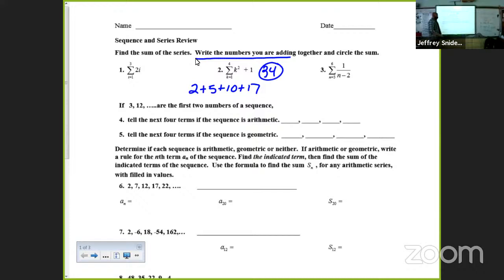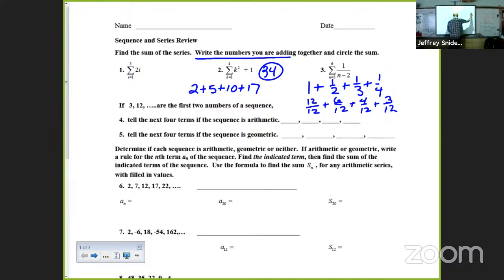On number three, who wants to tell me what I'm going to add together? Yeah, the fractions: 1, 1 half, 1/3, 1/4. Now, on this one, if you try to give me a decimal, it's going to be kind of gross. So all I'm going to do is make this 12 over 12 plus 6 over 12 plus 4 over 12 plus 3 over 12. That's it. Common denominator. So what are we going to get here? 25 over 12, and you can just leave it like that. Boom, done.